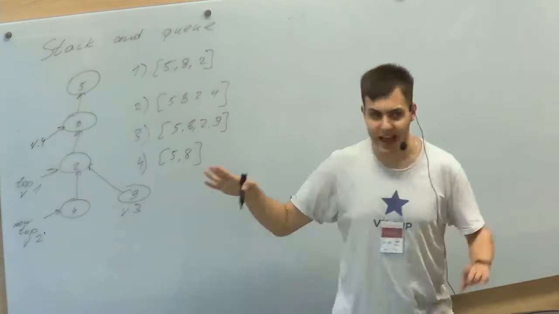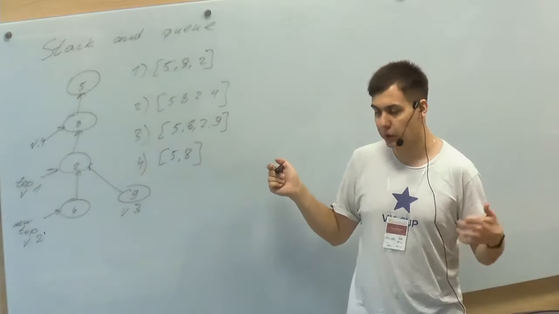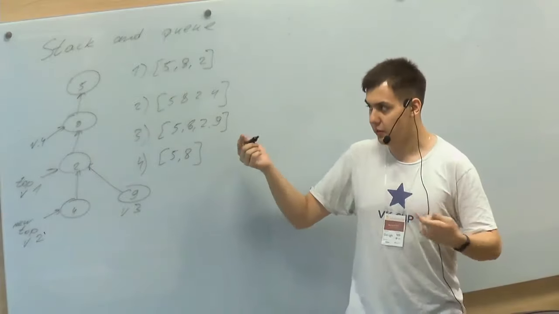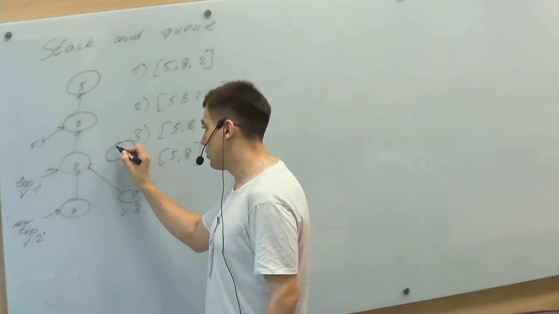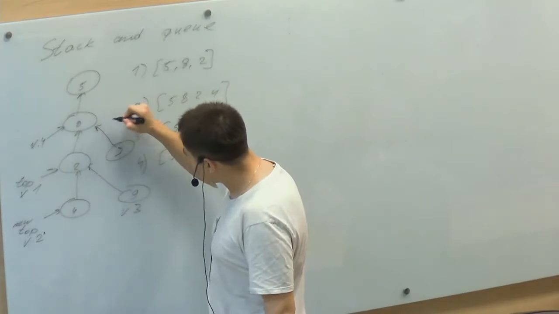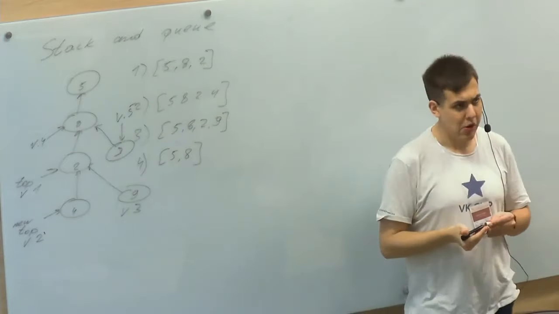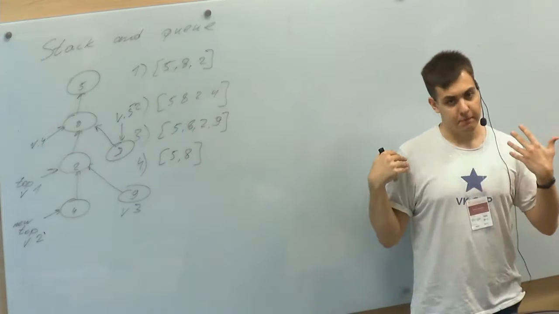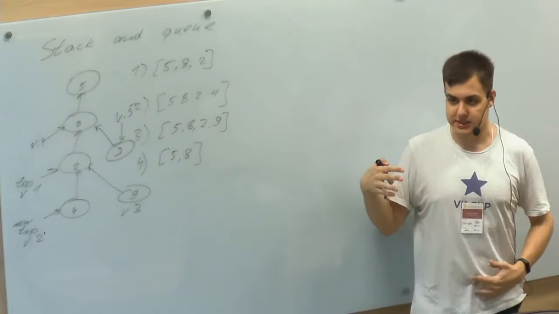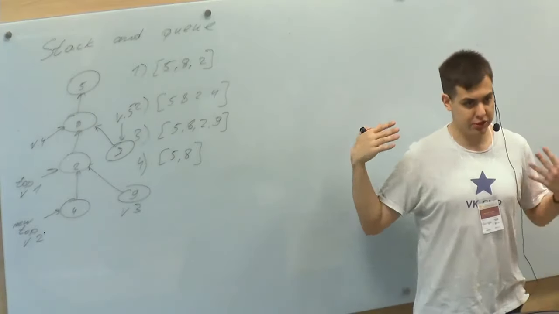And now we can add something to version 4. For example, we can add 3 to version 4. So we create a new node here. And this will be the version 5. And so on. So basically maintaining a fully persistent stack is just the same as maintaining a rooted tree.